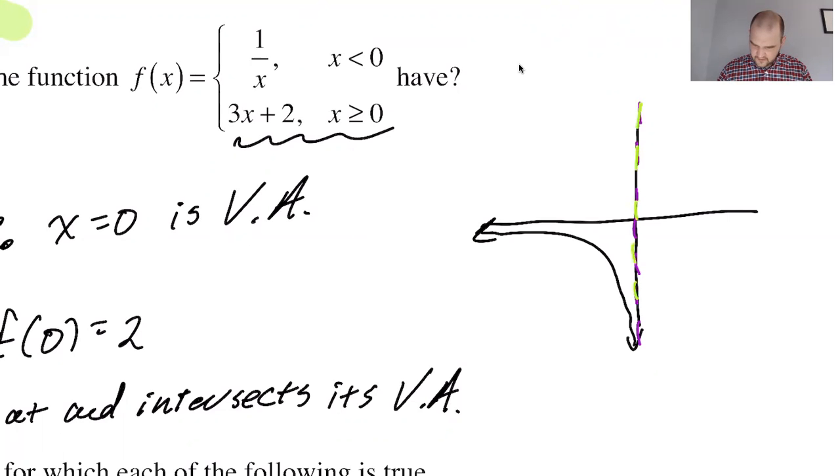lighter color is better, vertical asymptote. And then 2 plus 3x, right? So it's going to be like here, and then here. This is the graph of f of x.